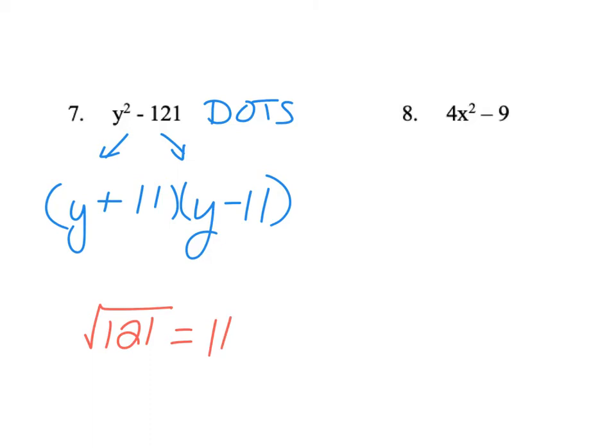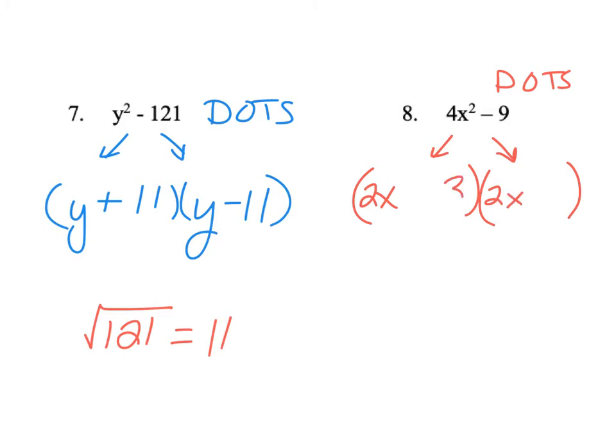All right, number 8 on the back. The GCF, is there anything that goes into both 4 and 9? No. And I don't have an x squared in both places, so then I check for the DOTS pattern. Do I have a difference? Yes. Is it a perfect square? 4x squared? Yep. Is 9 a perfect square? Yep. So this factors into two separate binomials. I take the square root of each term. The square root of 4x squared is 2x. Put that first. The square root of 9 is 3. And the pattern says one is a plus and the other is a minus.